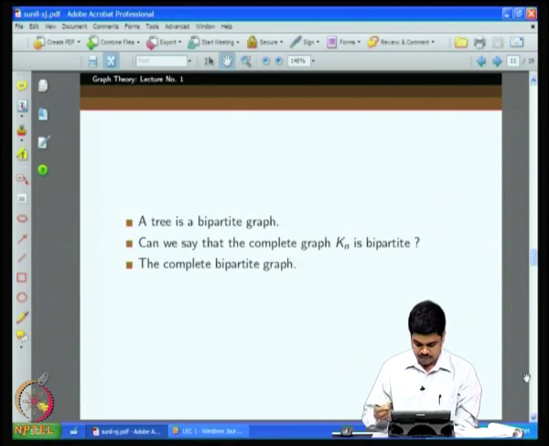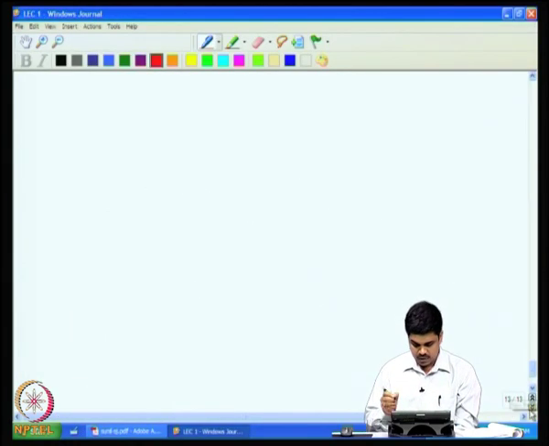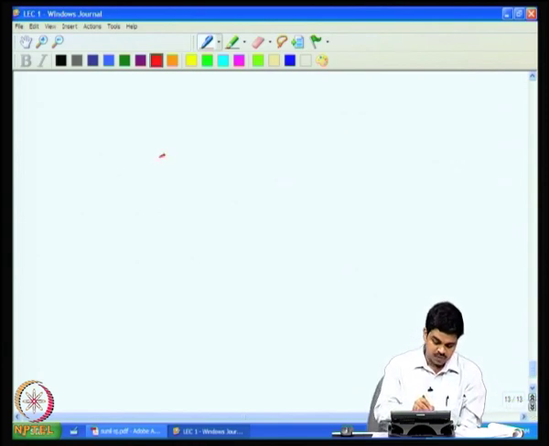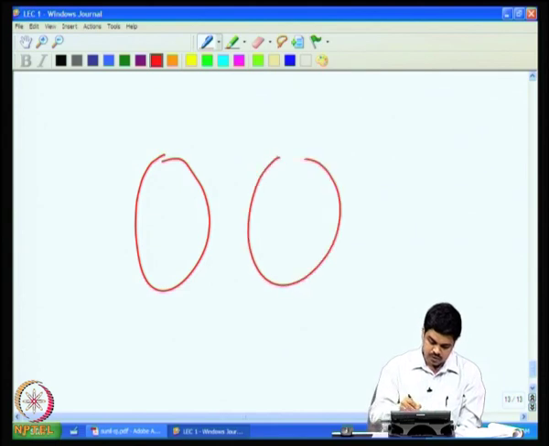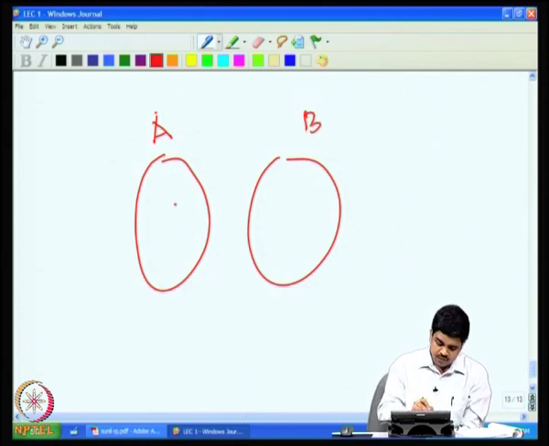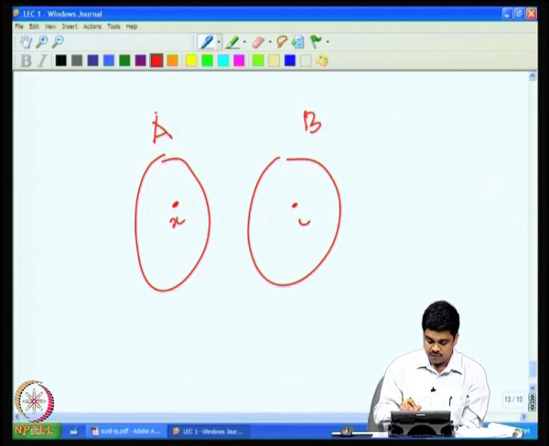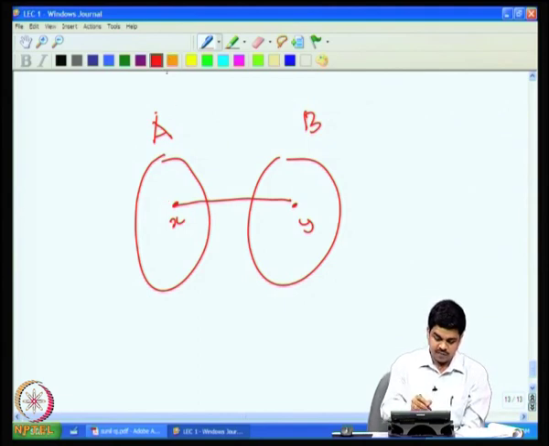What is a complete bipartite graph? A complete bipartite graph means we should be able to group the vertices into 2 groups such that, let us say this is A and this is B, and whenever I have a vertex x here and a vertex y here, there will be an edge between them. In other words, all the pairs with one from A and one from B will form an edge.